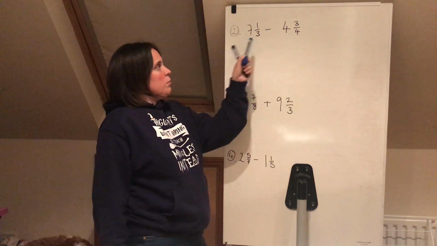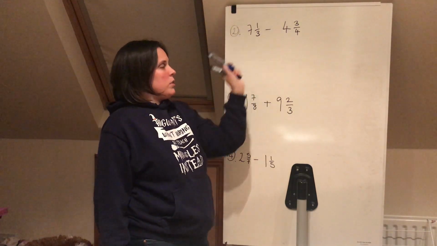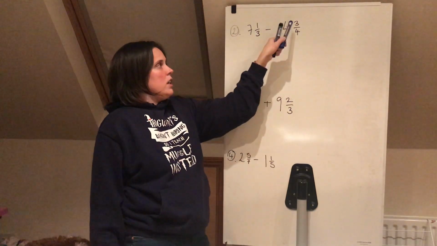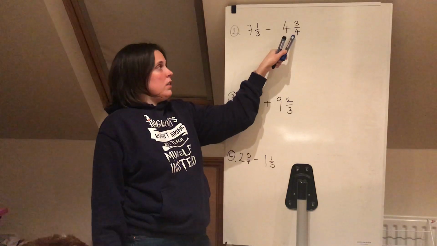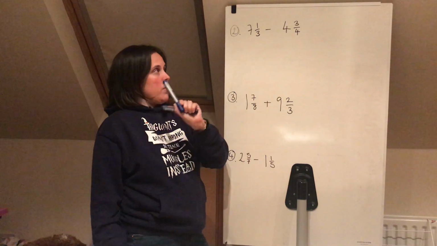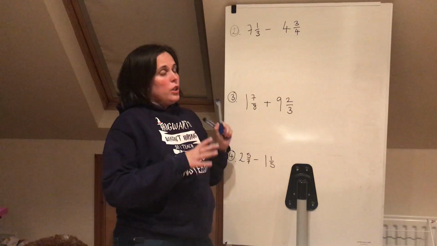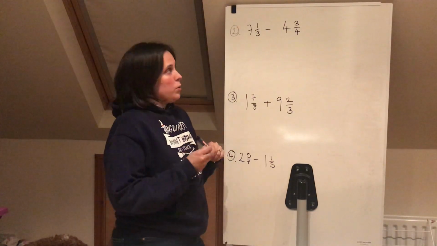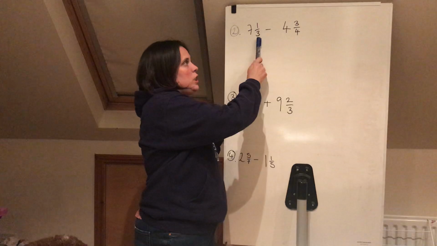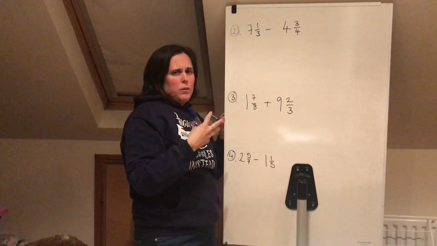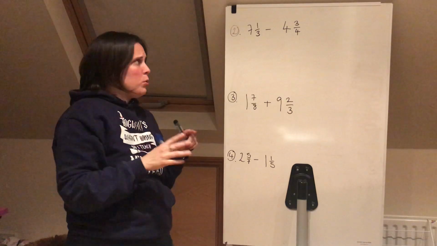So 7 1/3 minus 4 3/4. The first thing you should notice here is that 1/3 is smaller than 3/4. And so if you decide to use the first method, you're going to get into a bit of difficulty, because when you do a third, take away, remember, 3/4, you're going to end up with a negative fraction, so it gets a bit more messy.